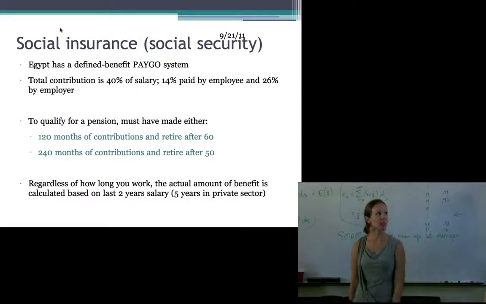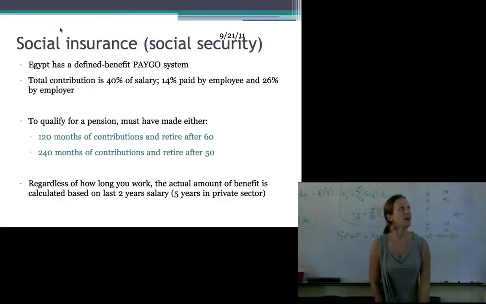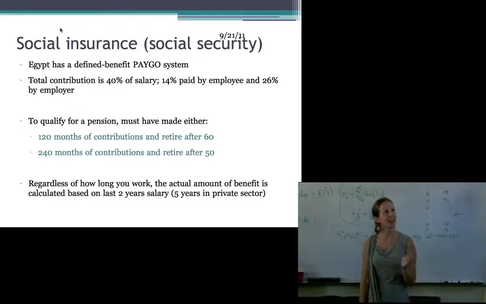Egypt has a very poorly structured social security system. It's a defined benefit pay-go system. I'm sure if Ron were here, he would have lots of things to say about that. Your total contribution is really high. It's 40% of salaries, 14% paid by the employee, and 26% by the employer. So right here is why a lot of employers don't like to cover their employees.